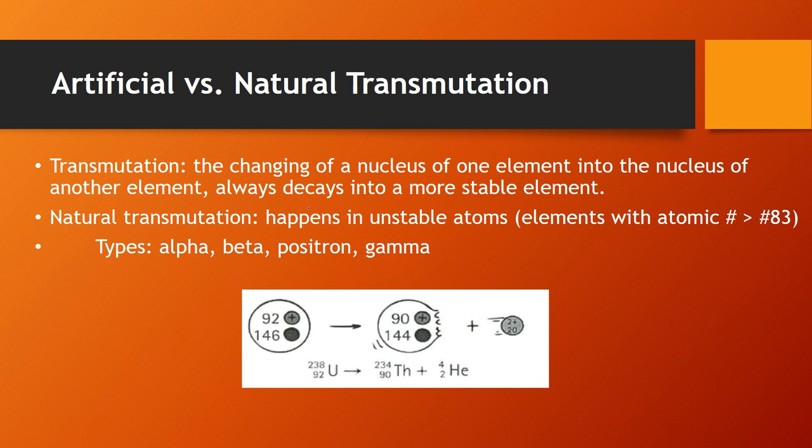So here's some examples of natural decay that can happen, or natural particles that can be released along with an energy form. Here, you can have alpha, beta, positron, or gamma. So how you can recognize natural transmutation is that you have one element to start. In this case, we have a nucleus of uranium spontaneously breaking down into thorium, and this is an alpha particle. So you can always recognize natural really easily by only having one isotope to start.